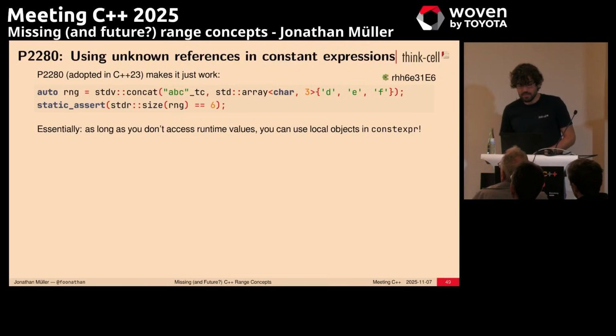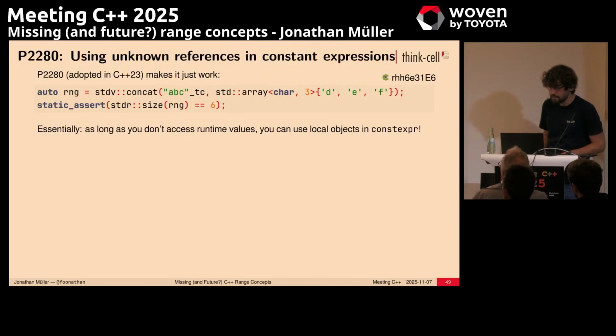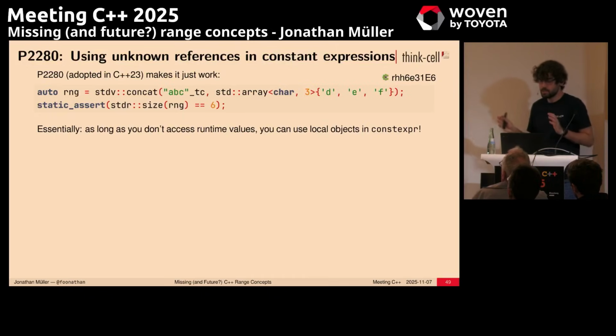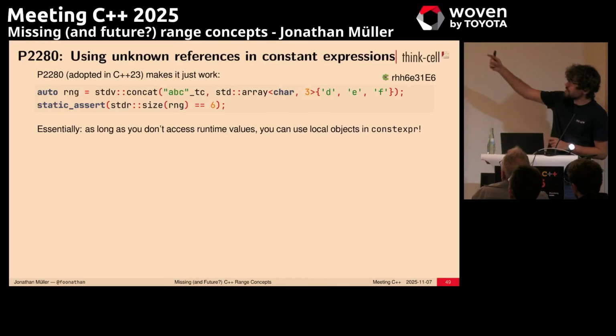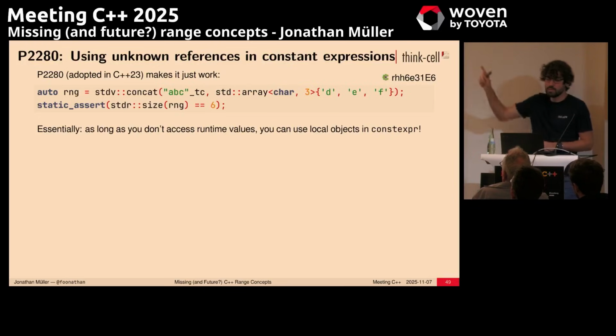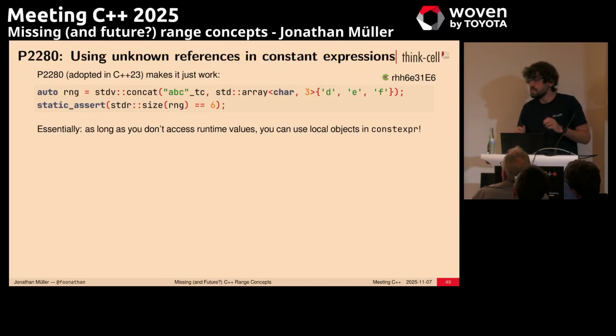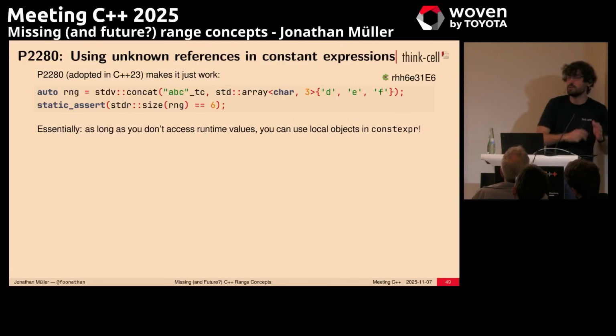Thanks to my favorite C++23 paper. This paper just makes it work. So we can write code like concat of "abc", an array of 3 characters, get a range in a local variable, and call size of that range and statically know 6. Because this paper changed something: as long as you don't access the runtime values, you can use local objects in constexpr code.